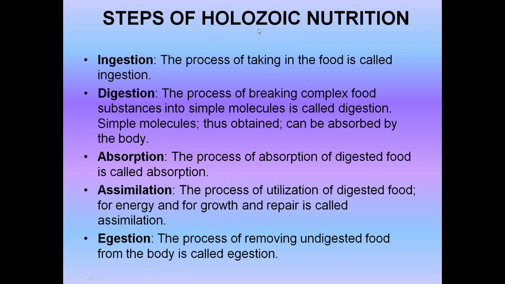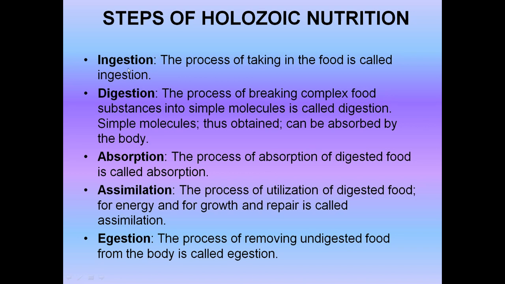In previous tutorial, we have discussed Holozoic nutrition. What is Holozoic nutrition? It refers to that mode of nutrition in which organism used to take the food as a whole. So what are the examples of Holozoic nutrition? Yes, right. These are amoeba, paramecia, cat, dog, human, etc. Now we are going to deal with various steps of Holozoic nutrition. These are ingestion, digestion, absorption, assimilation, and egestion.